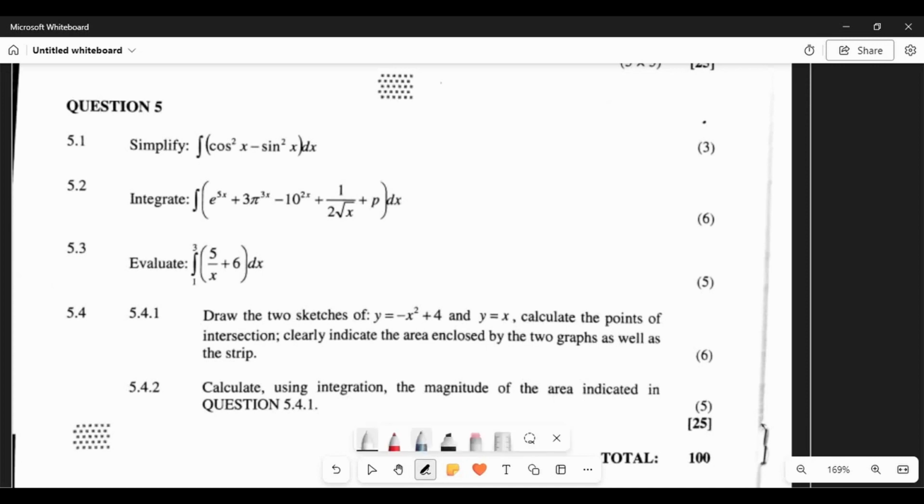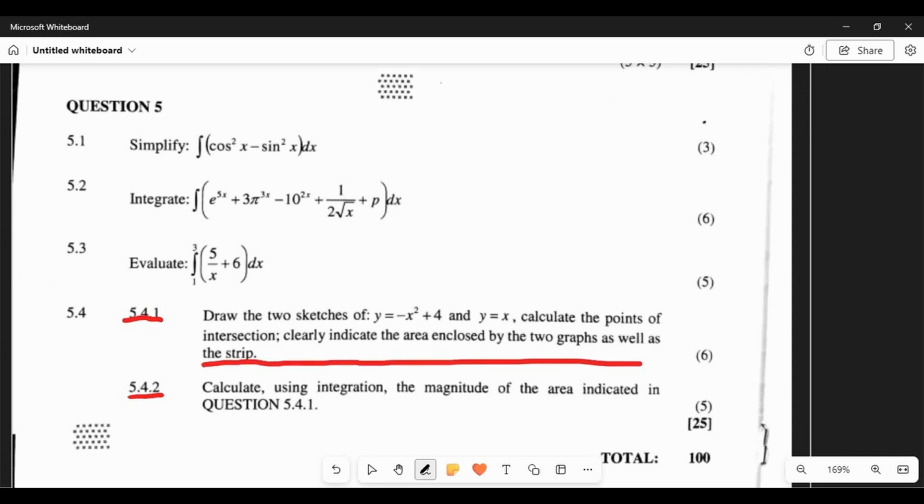All right, let's look at question 5.4. Now 5.4 has two questions, guys. It has 5.4.1 and 5.4.2, so we're gonna start with 5.4.1 and do it, and then we're gonna do 5.4.2 later on. So I'm gonna copy this question here and paste it where there is space, and then let us analyze it.